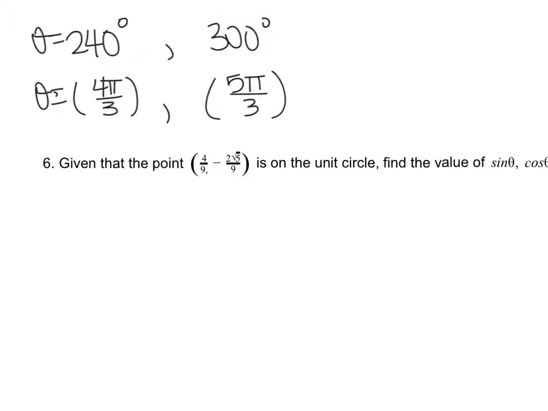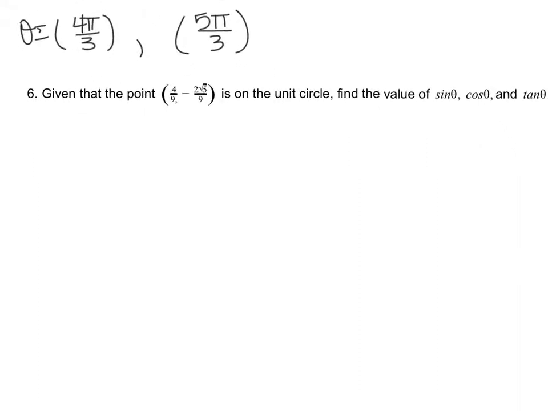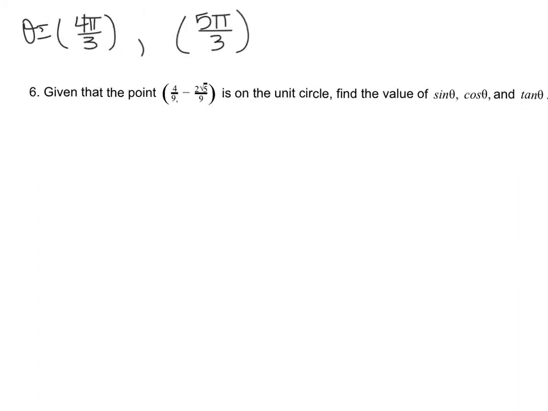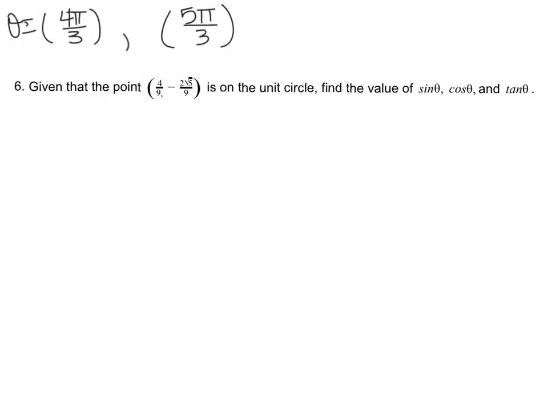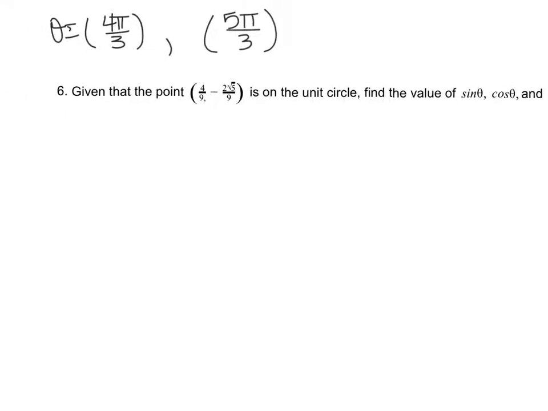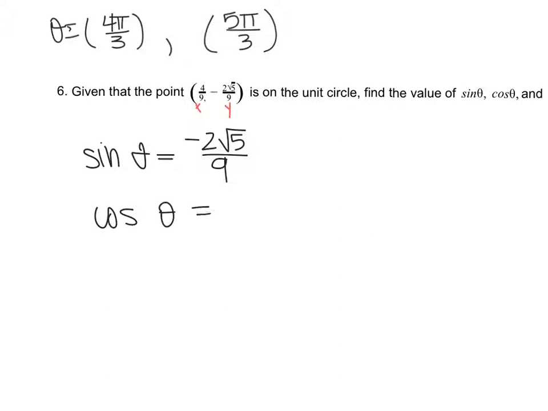Last example, given the point 4/9, negative 2 square root 5 over 9 is on the unit circle, find the value of sine, cosine, and tangent. So given it's on the unit circle, we know that the x-coordinate is cosine and the y-coordinate is sine. So right off the bat, we know that sine of theta equals negative 2 square root 5 over 9, and we know cosine of theta equals 4/9.